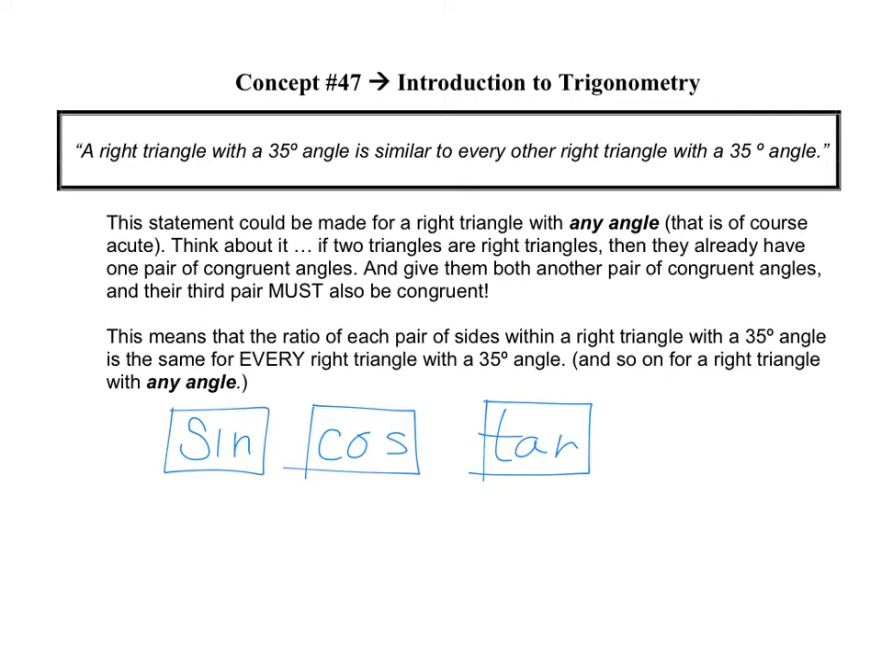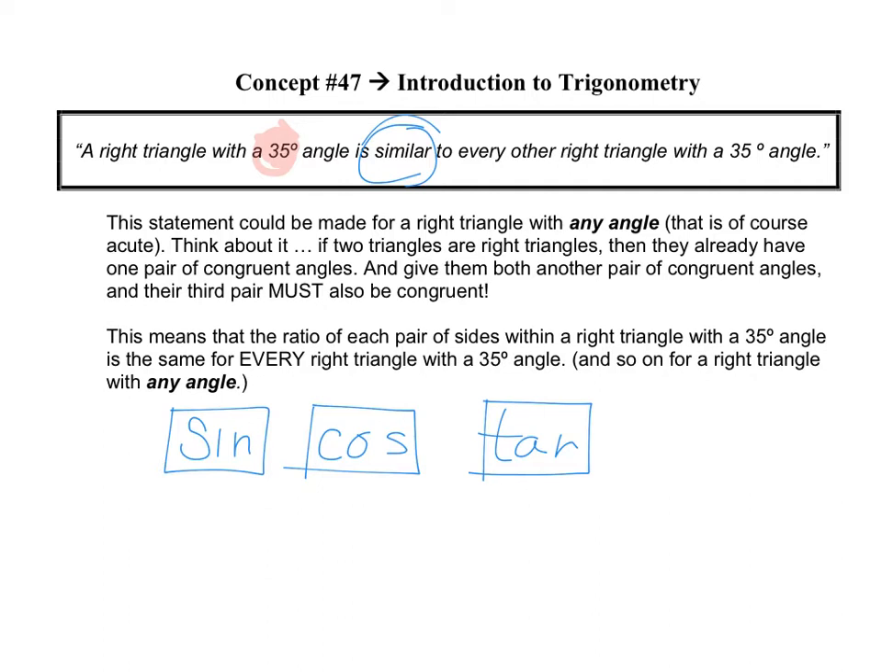So we're going to start with this first sentence that says a right triangle with a 35-degree angle is similar, that's why we're learning this in this unit, similar to every other right triangle with a 35-degree angle. Okay, let's unpack this statement. Basically, it could be made for a right triangle with any angle. That 35-degree angle is not anything magical here. I just picked a number. And then we're going to look at a triangle that happens to have that degree angle later today.